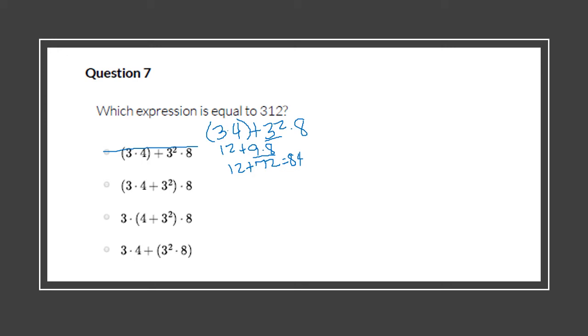Okay, now I'm going to try my second one. I've got 3 times 4 plus 3 squared times 8. So let's see, we've got 3 times 4 and 3 squared. 3 squared comes first because exponents come before multiplication. So 3 times 4 is 12 plus 9.